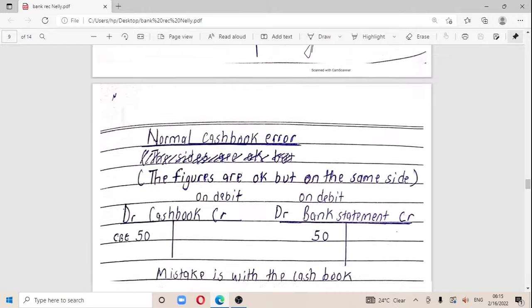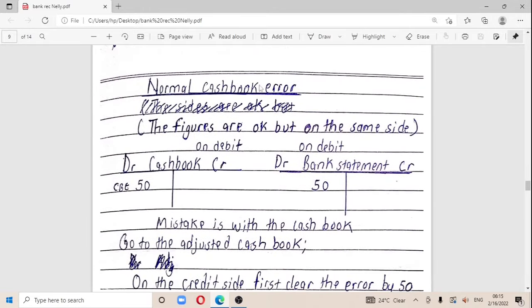So now looking at the normal cash book error. Normal cash book error here, the figures are okay, but on the same side. Now here I went with the debit and also on the debit. Now fine, you're having a debit and you're having a correct figure this side, because you first look out who has a mistake, and for this case the mistake is with the cash book. And you get to know that when I come to the bank, Mark is having the correct figure, and you get to know that the correct figure is a 50, and also this side 50, but it's on the wrong side. So what are you going to do?